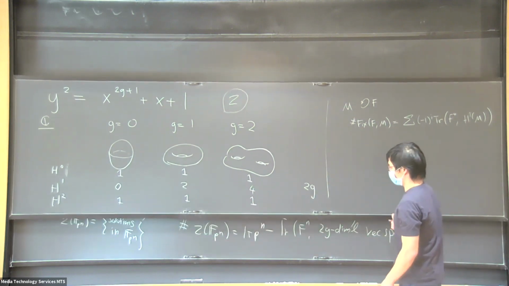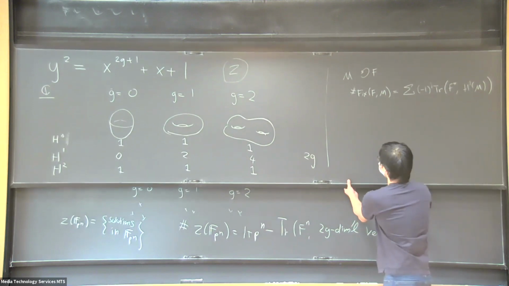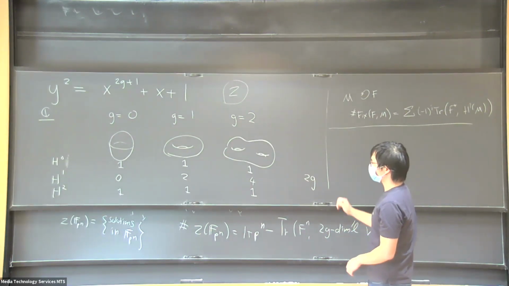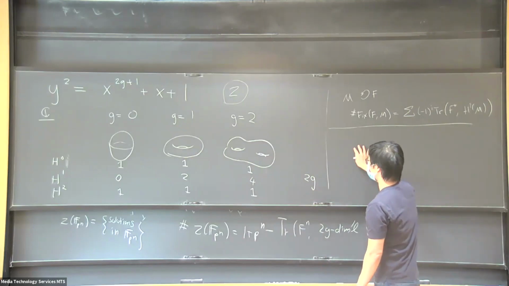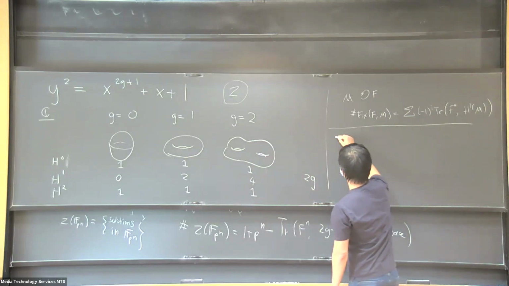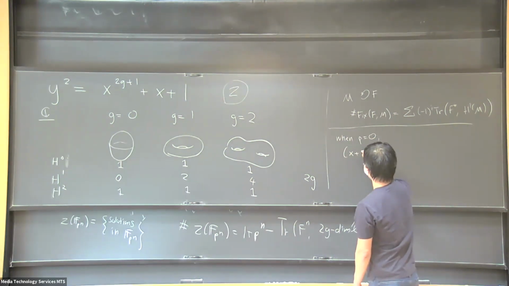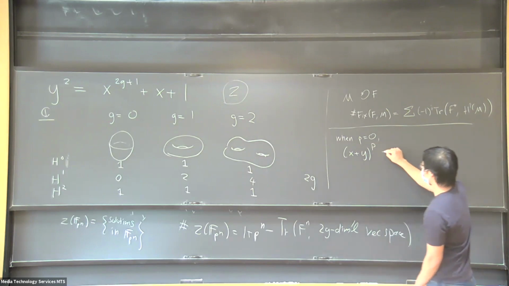Now, what's going on in this P situation? Let me explain one of the characteristic features of working in characteristic P. When P is 0, this P power map turns out to be additive.